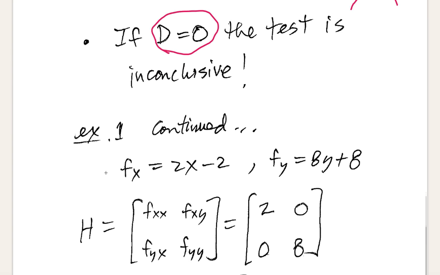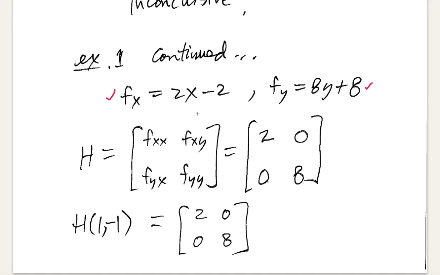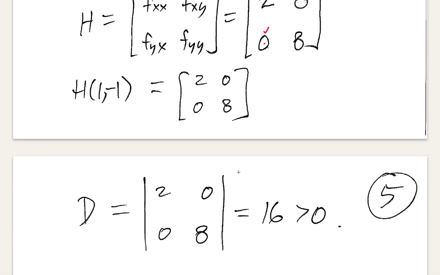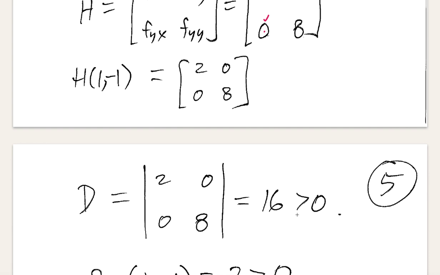So I've just rewritten that here. That's f sub x. There's f sub y. If I differentiate this with respect to y, I get 0. If I differentiate that with respect to x, I also get 0 there. Notice these are equal; the mixed partials theorem would say they were. F sub yy ends up just being plain old 8. So the Hessian evaluated at (1, -1) is just this constant matrix: 2, 0, 0, 8. If I take its determinant, I get 16, which is greater than 0.